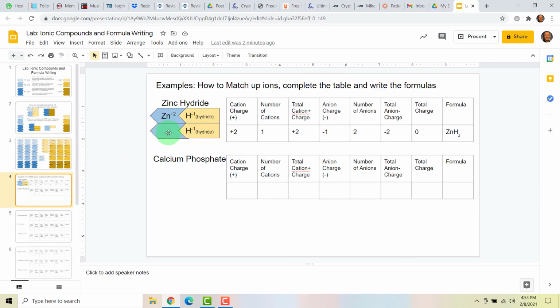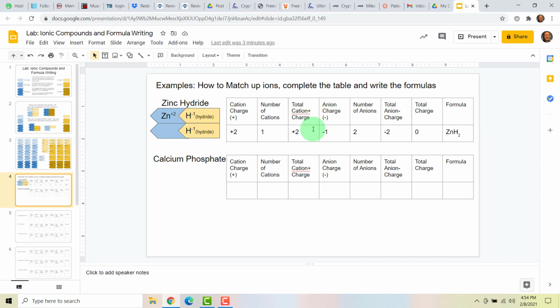And so when we look, zinc was a +2. In order to balance out +2, I have to have a -2 total. But hydride is only -1. So I actually had to bring in 2 of them to fill it in. And I'm going to show you an example here with the phosphate in just a second.